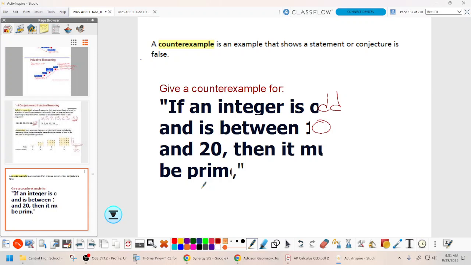Huh? If it was 1 to 20, then 9 would work, yeah. And also 15. So you just gave a counterexample. You picked out something that disproves the conjecture. Okay?